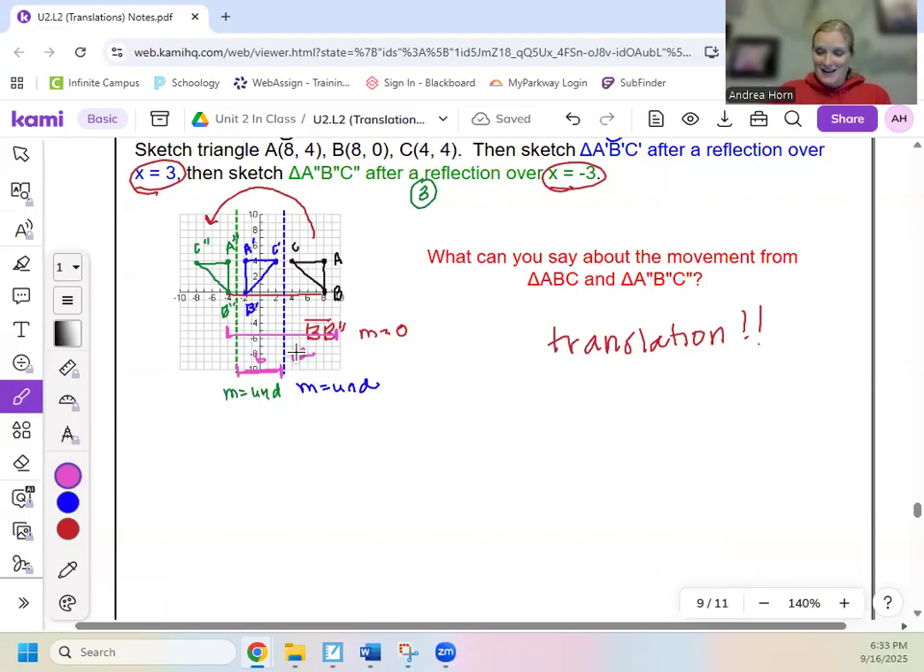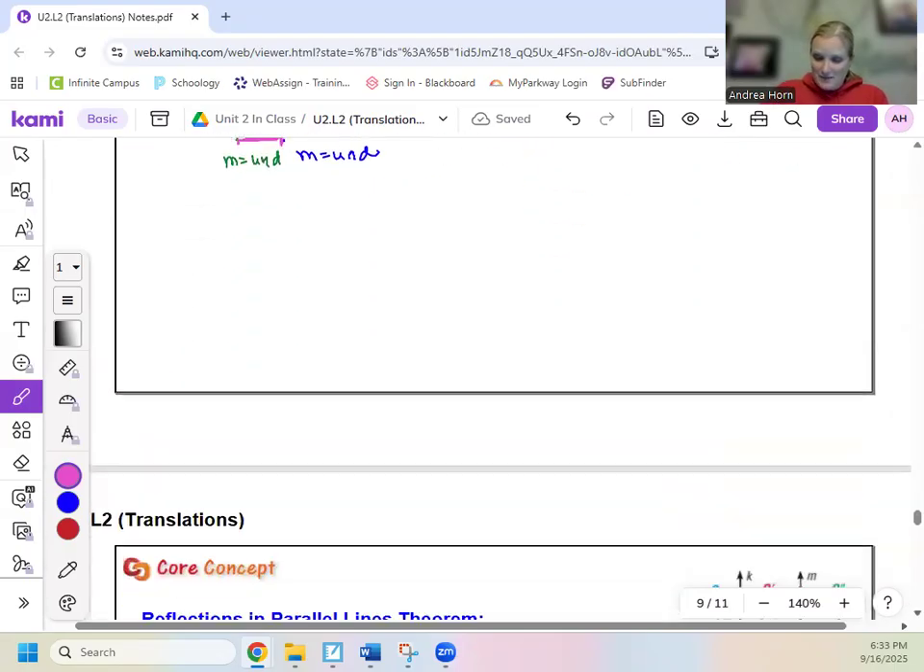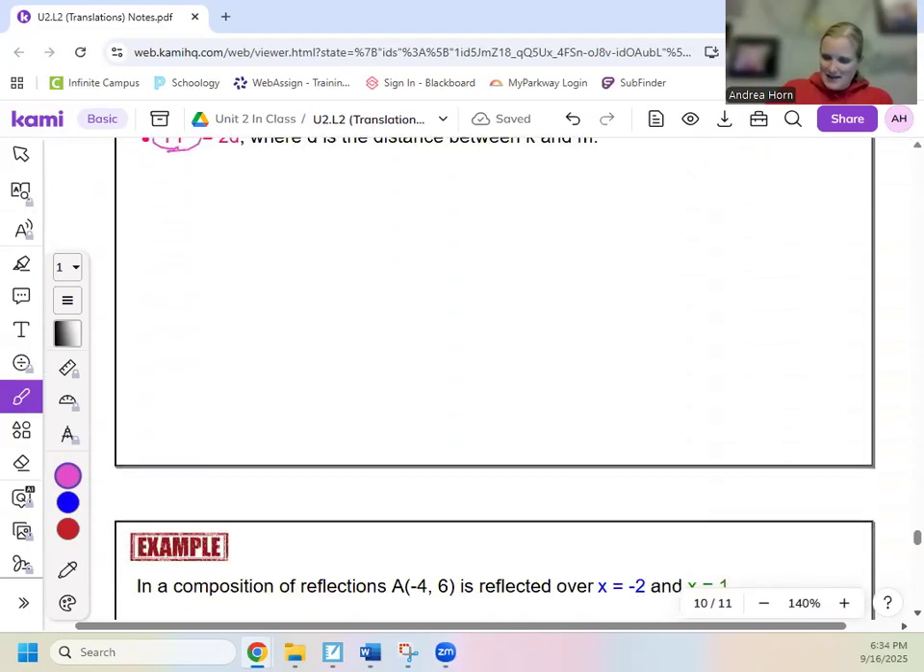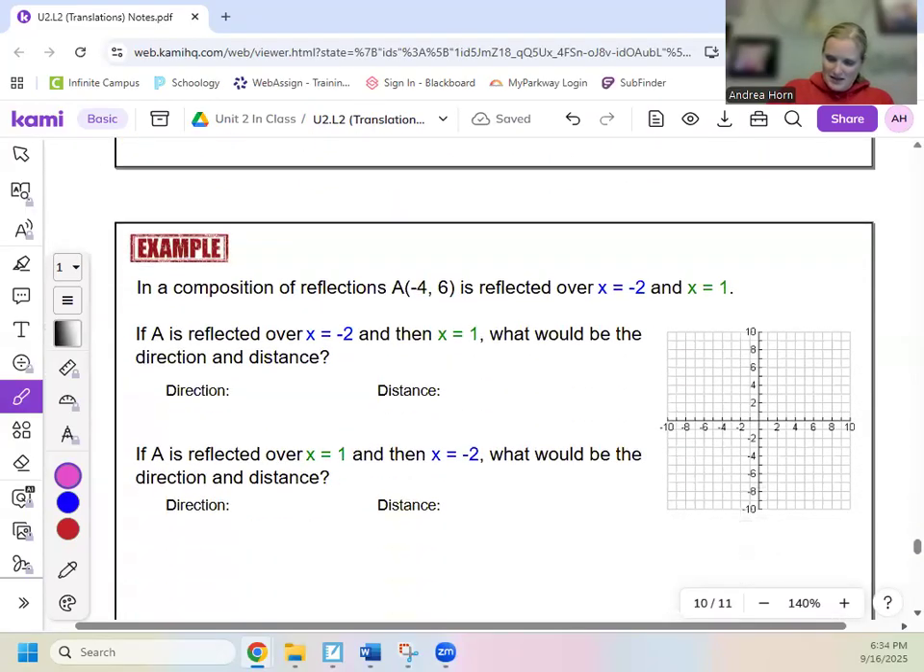So I'll say that again and I'll bring it back down to here. A double reflection over parallel lines becomes a translation that moves perpendicularly to the parallel lines double the distance. Kind of cool, huh? Okay, so let's look at an example that we can work with.